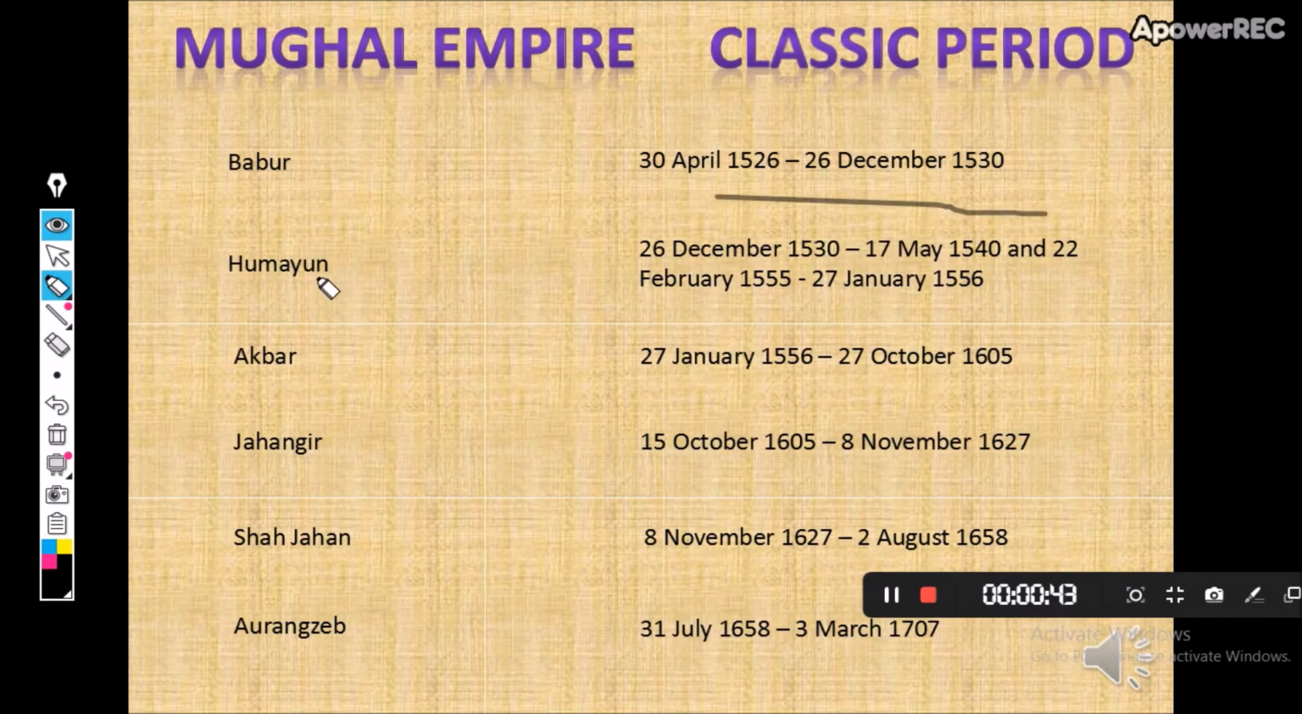Then the next emperor is Humayun, 1530 to 1540, and then 1555 to 1556. The next emperor is the Great Akbar, from 1556 to 1605. Next one is Jahangir, from 1605 to 1627. Next emperor is Shah Jahan, from 1627 to 1658. Then we have Aurangzeb, from 1658 to 1707.